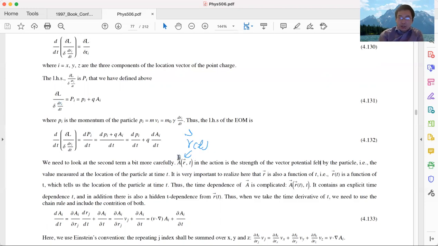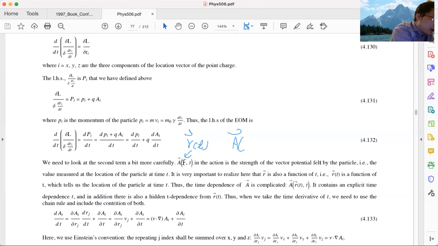In other words, A contains two parts dependent on t. One is this obvious part: obviously, the field depends on t. If the field value changes, it depends on t. But on top of that, this r, the location of my particle, also depends on t. So more precisely, we should write A in this way.